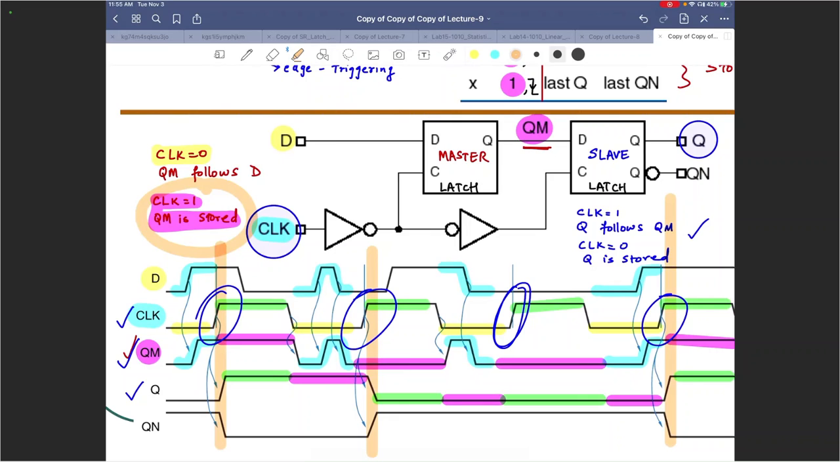So it's like we are doing the latching one after the other, which is what is making the whole thing work at the positive edge.